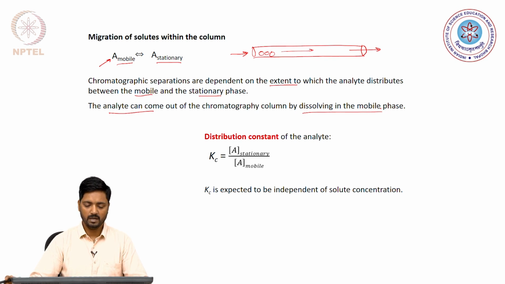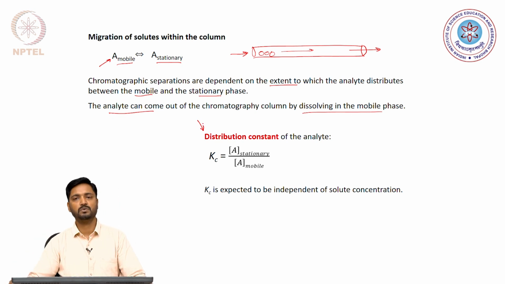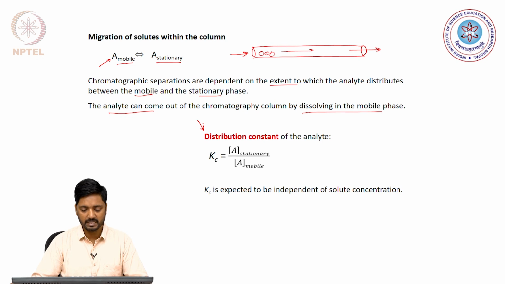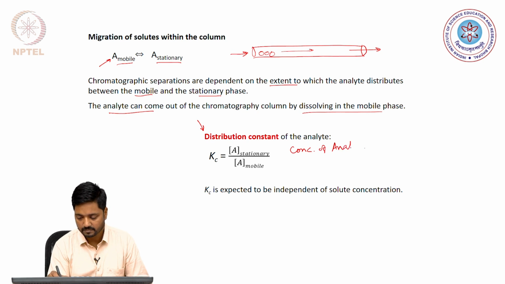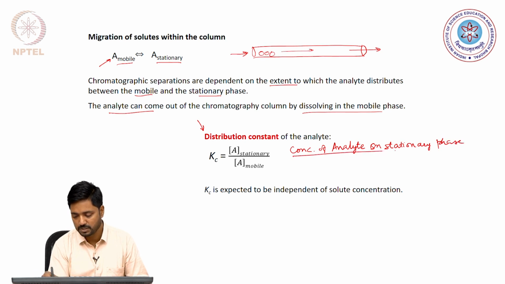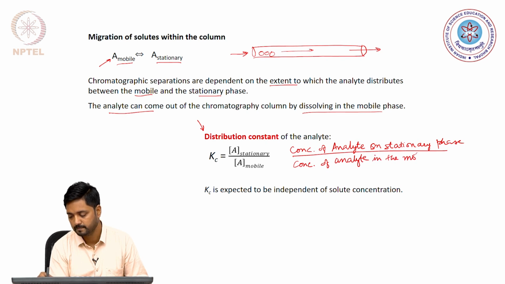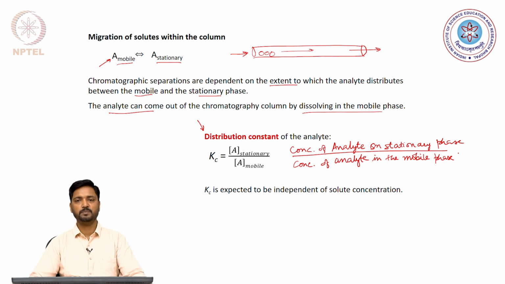So, we can describe a distribution constant with regards to our analyte, and this distribution constant is denoted by capital K subscript C, and that is nothing but the concentration of the analyte on the stationary phase divided by the concentration of the analyte in the mobile phase. So, this essentially tells us how the analyte gets distributed between the two phases present in a chromatography column.